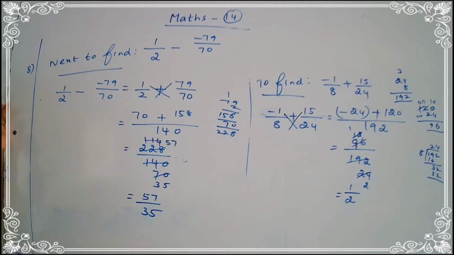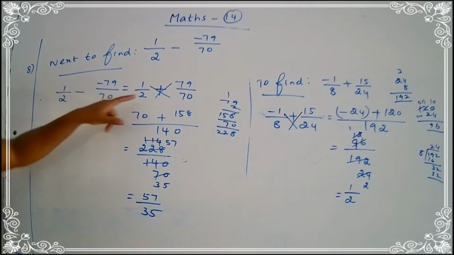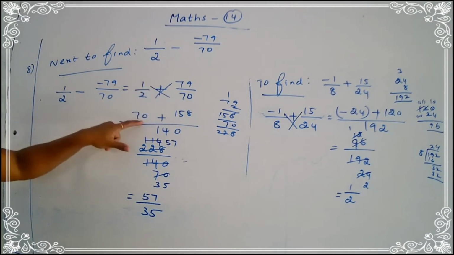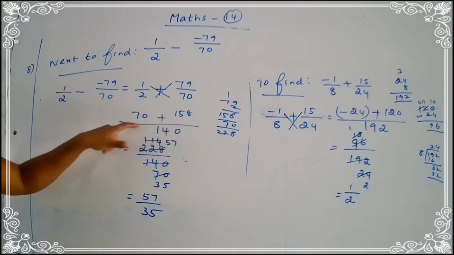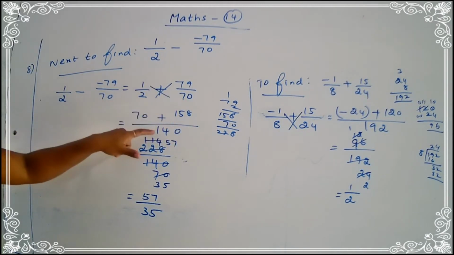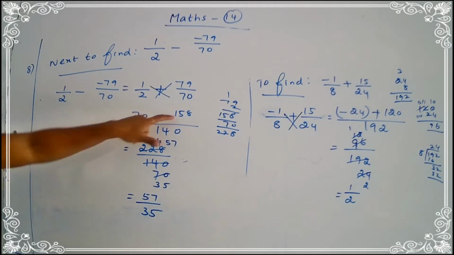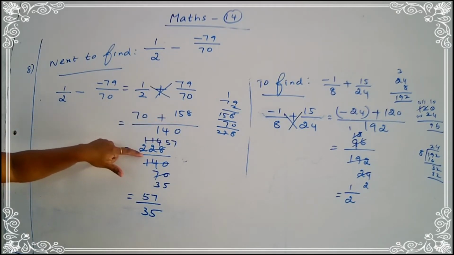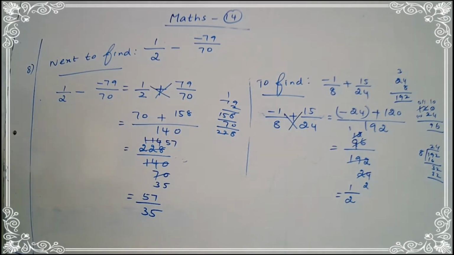Okay, children. So, 1 into 70, 70, plus 2 17s are 158, upon 2 70s are 140. Okay. 70 plus 158 is 228 upon 140. Here the numerator and denominator have common factors. So, you find the common factors and divide. Okay, children. So, your final answer is 57 upon 35.